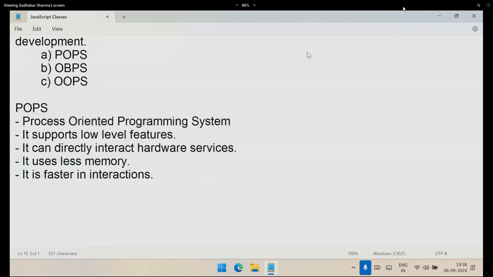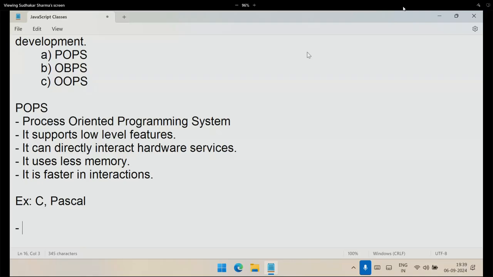Process-oriented programming systems are these. They support low-level features. They can directly interact with hardware. They use very little memory and they are fast. Examples for this: C, Pascal, COBOL, all these come under the POPS category. I will not go much in depth, just key points I will tell here. So the main features of POPS are these. Even in less memory, they can run. They are lightweight, they are faster.